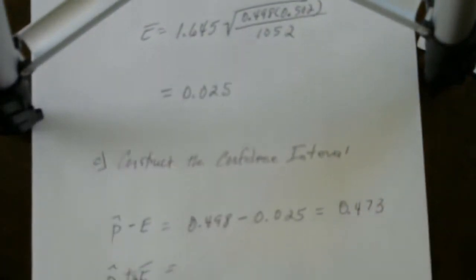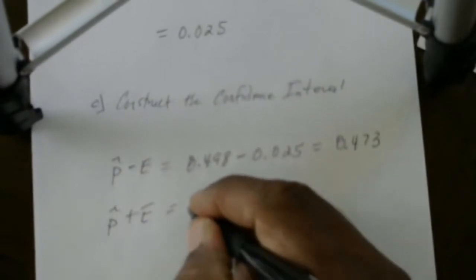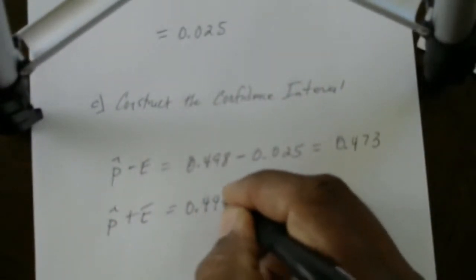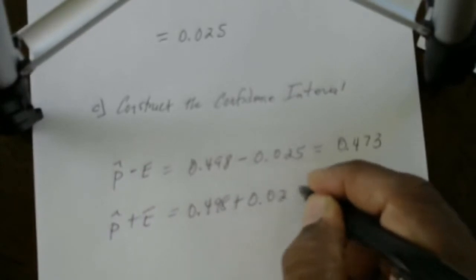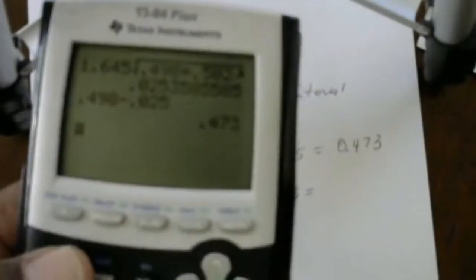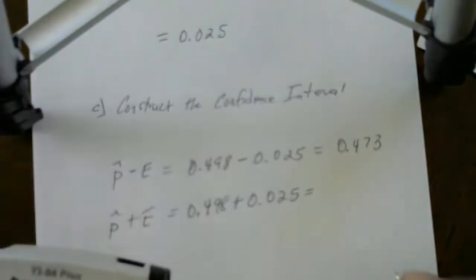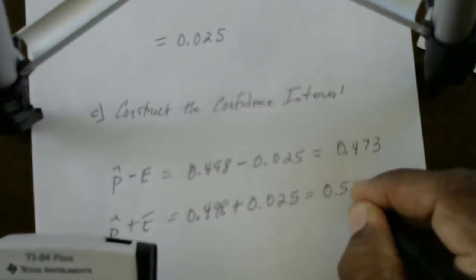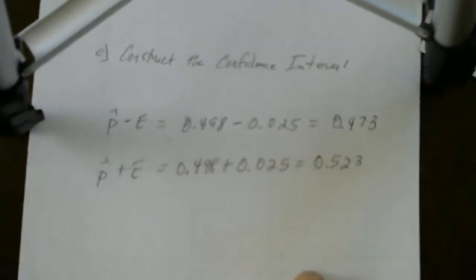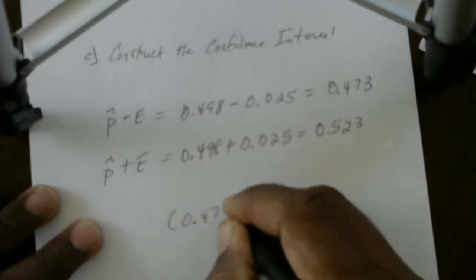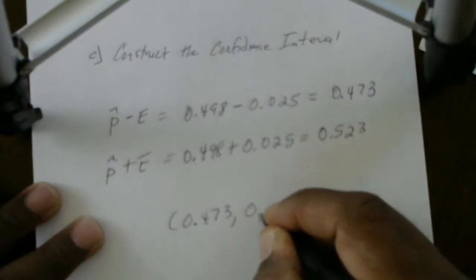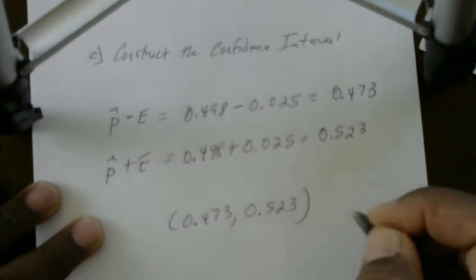0.473. And we also have p hat plus e, so that's 0.498 plus 0.025. So I'm going to just change that to a plus, and we have 0.523. So we have our confidence interval, 0.473 to 0.523.